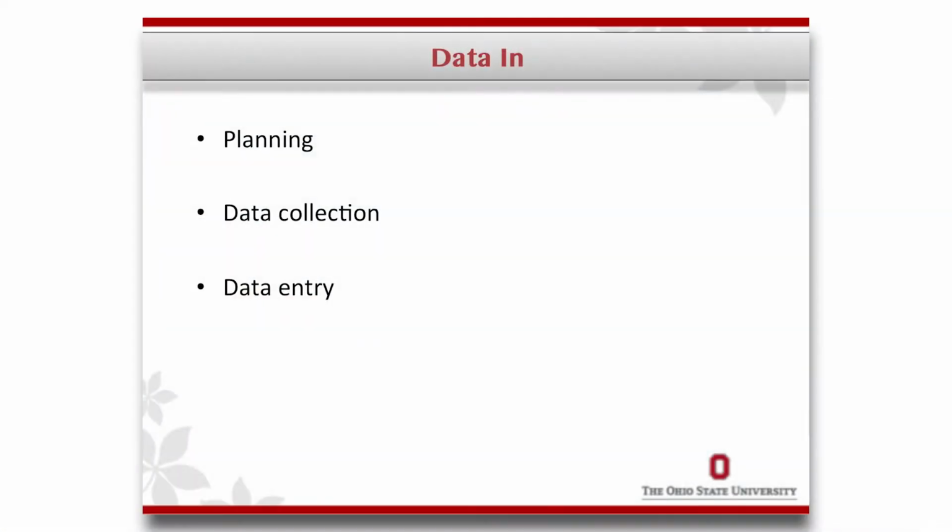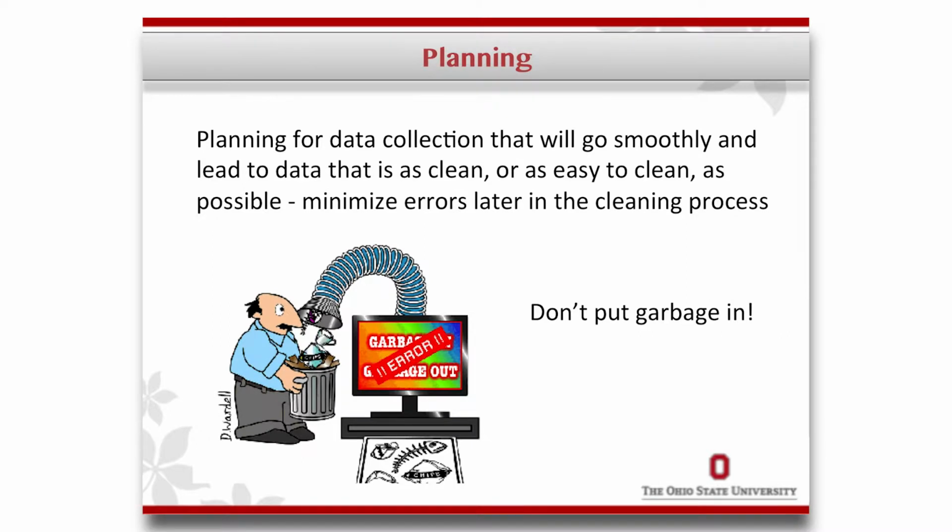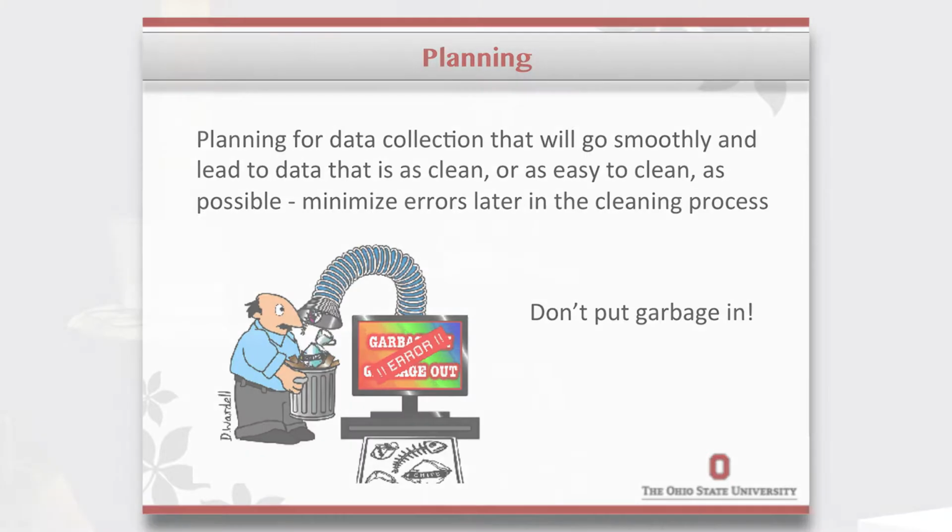The data in part is the planning, the data collection, and the data entry. These are all the things you need to be thinking about to ensure that you're going to have quality data at the end. I'll talk through each of these. The planning piece is making sure that things go smoothly so that when you put the data in, it will be as clean as possible, or as easy to clean as possible. Garbage in, garbage out. Don't put the garbage in. Planning in advance is really important. It will minimize the errors that you have to deal with later.